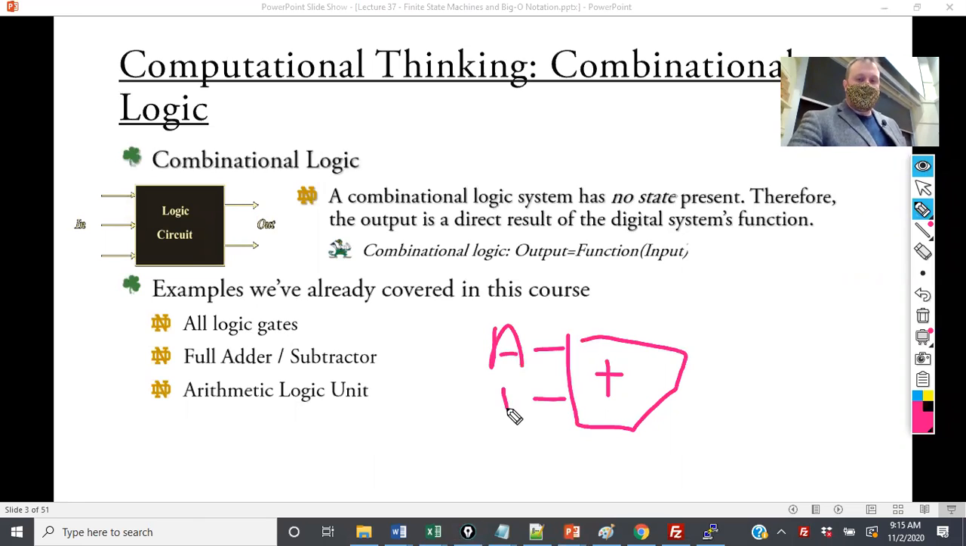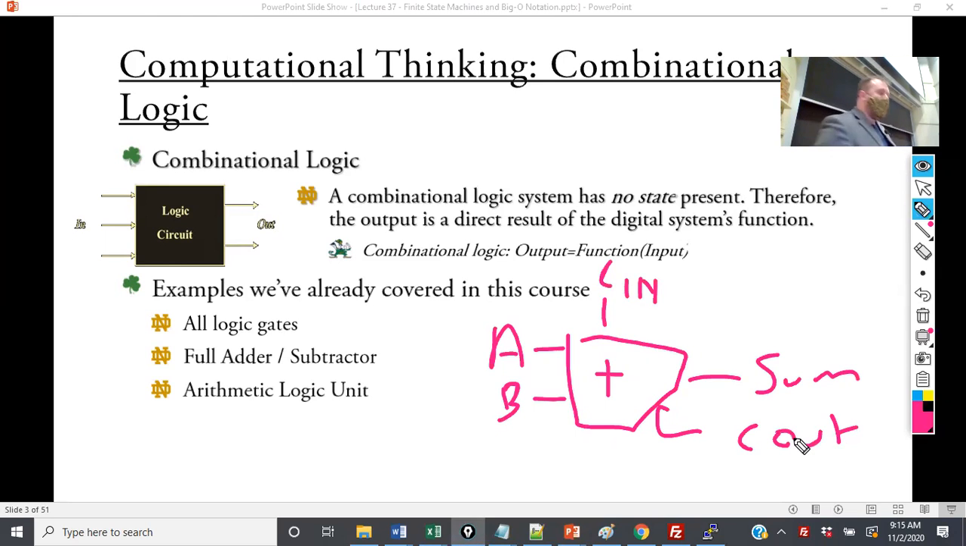And we have A and B. And we have, for those of you who are familiar, actually we've covered a little bit, we have C in and we have sum and C out. So what's going to happen is there's some sort of logic that goes into determining what these are. So the sum is A XOR B XOR C in.